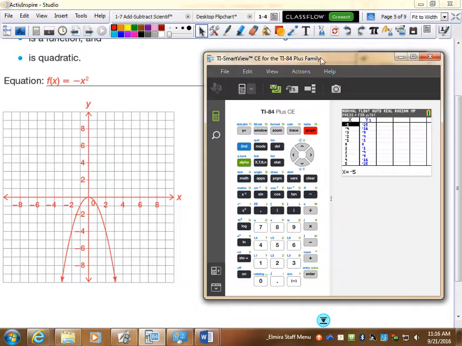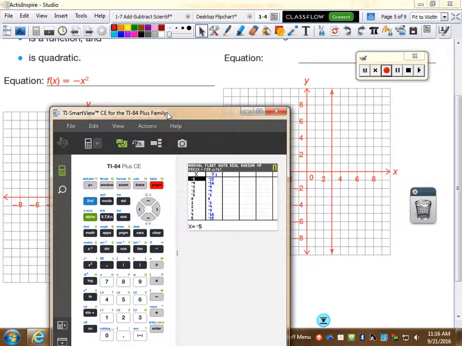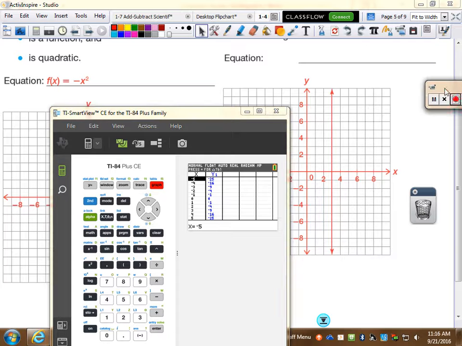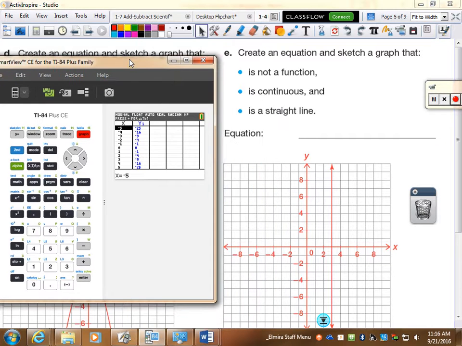Okay, and part E, our clues were to create something that is not a function, is continuous, and is a straight line. So a vertical line is something that is not a function, it is a straight line, and we connected it so it is continuous.